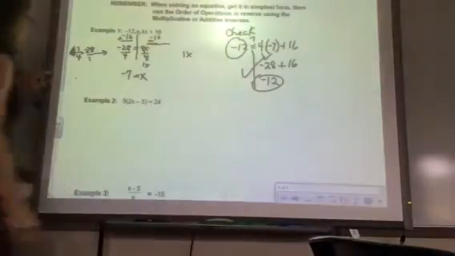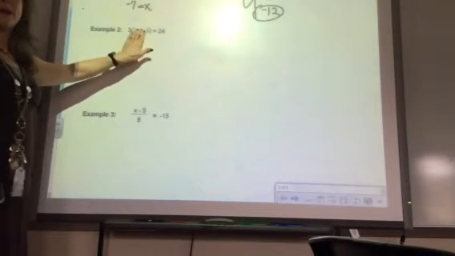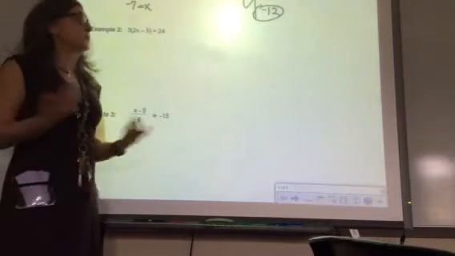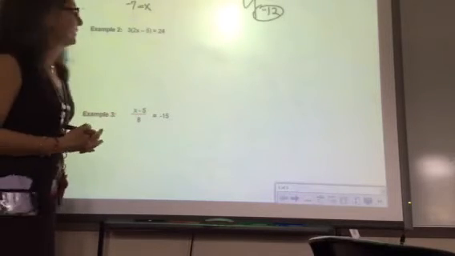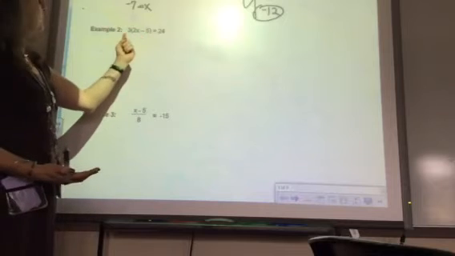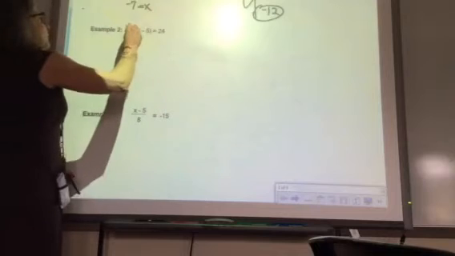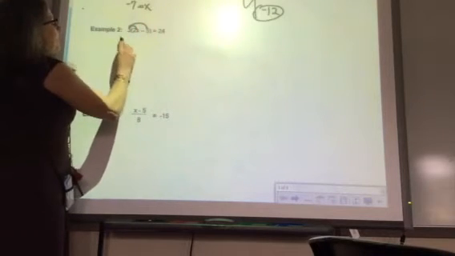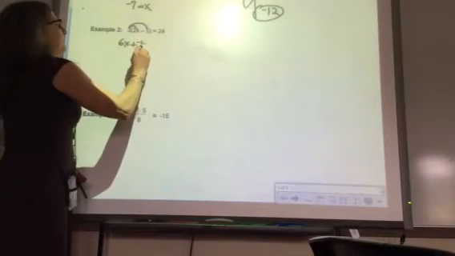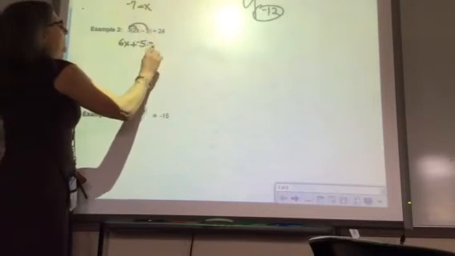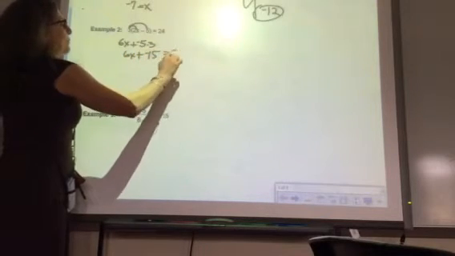All right, so for example 2, this time we have 3 times this quantity, 2x minus 5. There's actually 2 ways we can do this. Really, it's six of one, half dozen of the other. So I'm going to do it with the distributive property first, because we know that we can't combine these 2 terms, and if we have multiplication, we could distribute. So that's going to be 3 times 2x, which is 6x, and then I'm going to change that to plus a negative 5 times 3, which will then be 6x plus negative 15 equals 24.